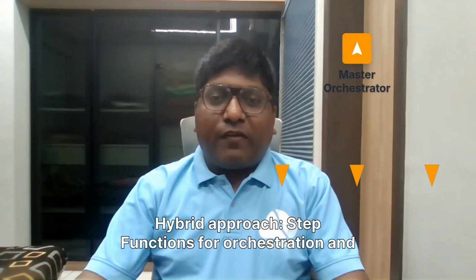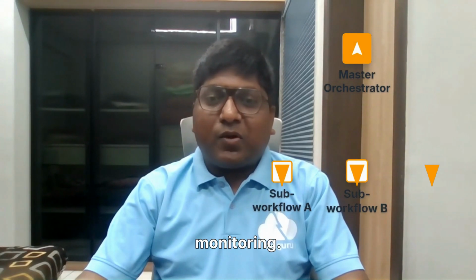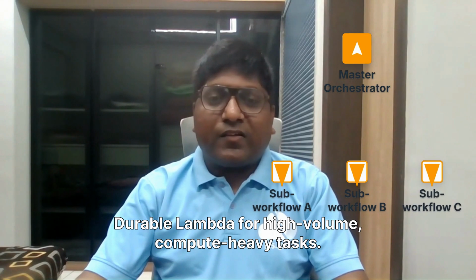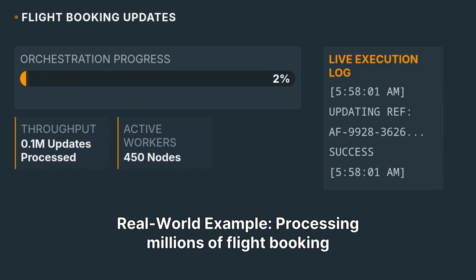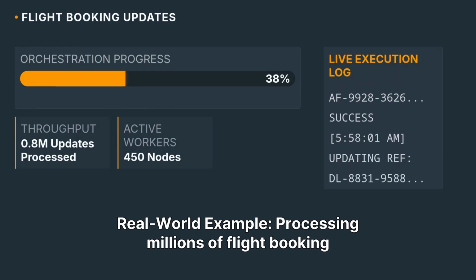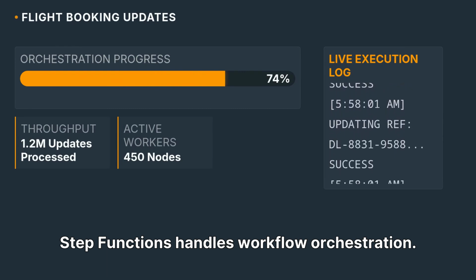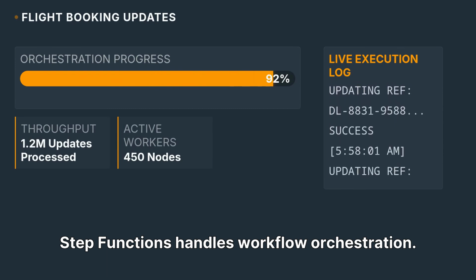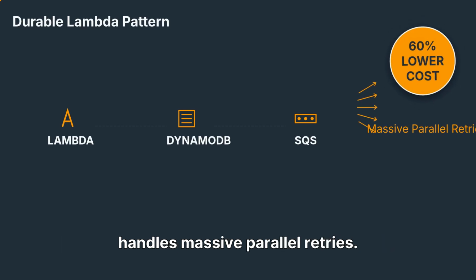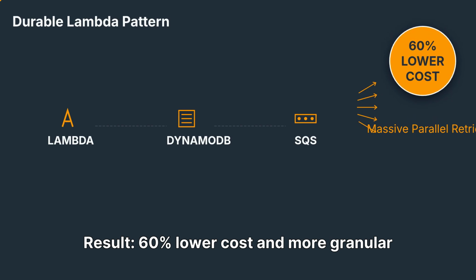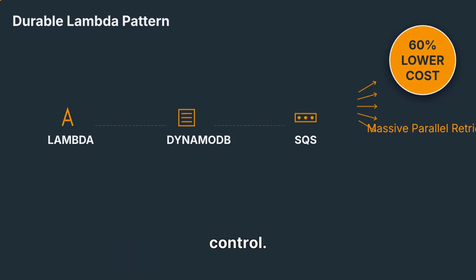Hybrid approach: Step Functions for orchestration and monitoring, and durable Lambda for high-volume, compute-heavy tasks. Real-world example: processing millions of flight booking updates. Step Functions handles workflow orchestration. The durable Lambda pattern with DynamoDB plus SQS handles massive parallel retries, resulting in 60% lower cost and more granular control.